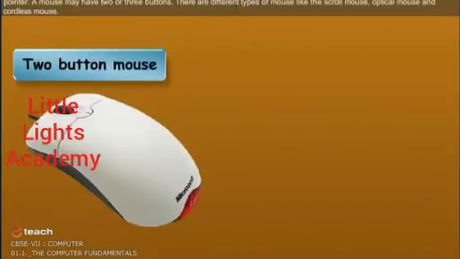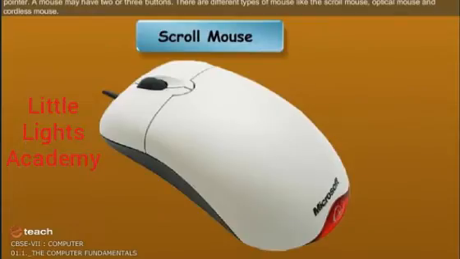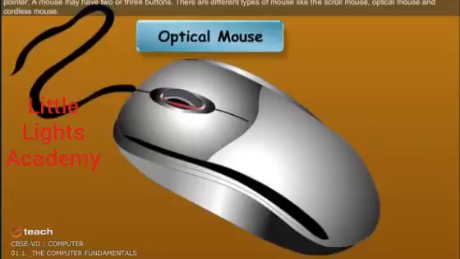A mouse may have 2 or 3 buttons. There are different types of mouse like the scroll mouse, optical mouse, and cordless mouse.